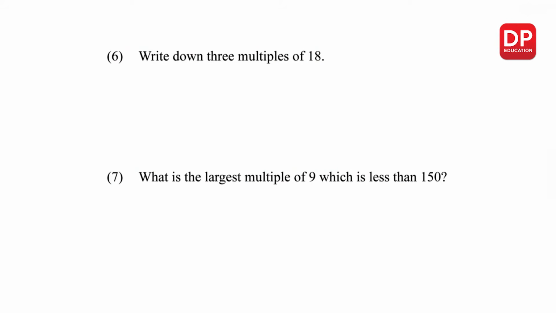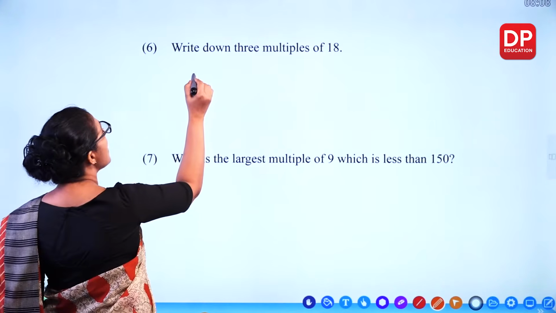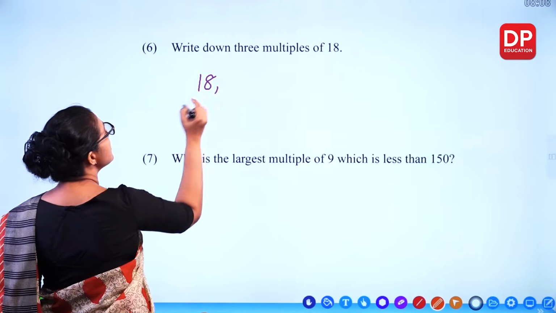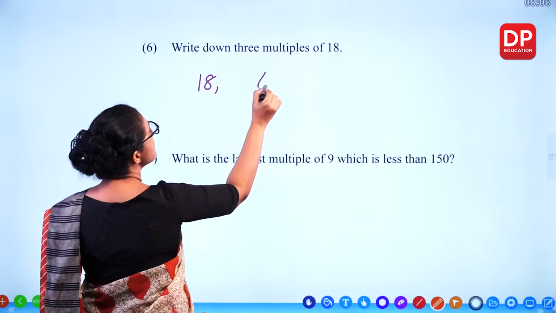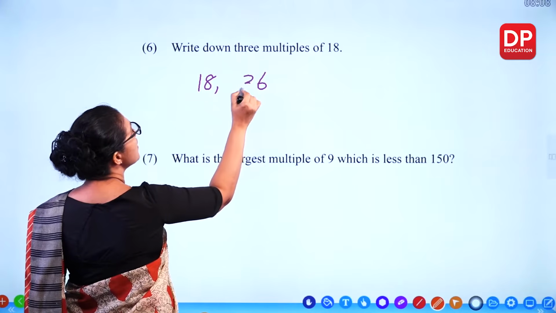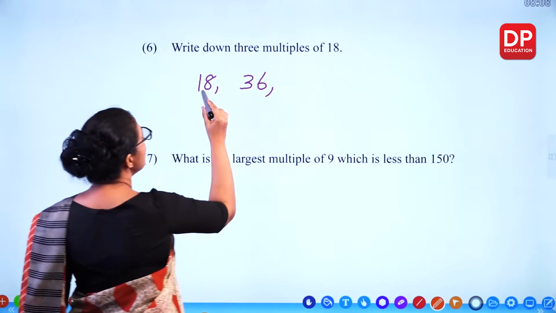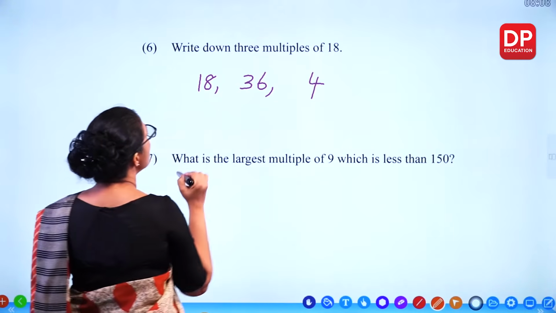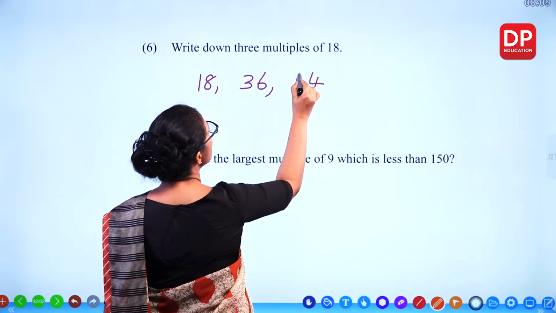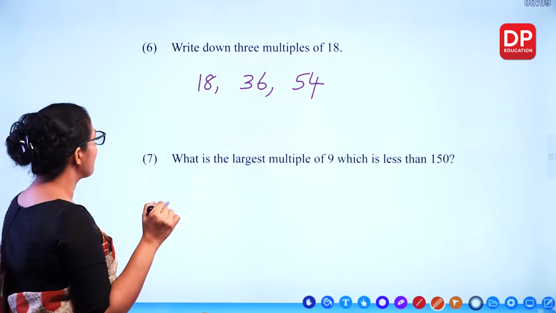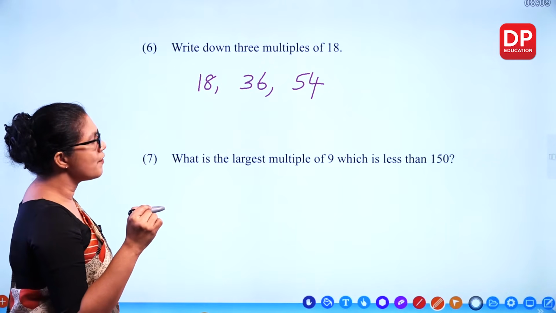Write down 3 multiples of 18. 18 times 1, 18. 18 times 2. 2 times 8, 16. 2 times 1, 2 plus 1, 36. Then multiply by 3. 3 times 8, 24. 2 remaining. 3 times 1, 3 plus 2, that's 5. 54. What is the largest multiple of 9, which is less than 150?